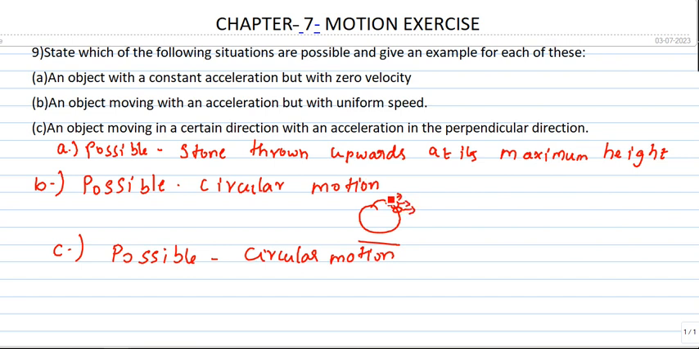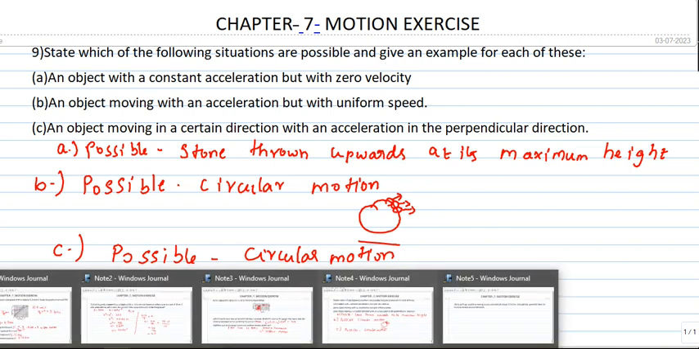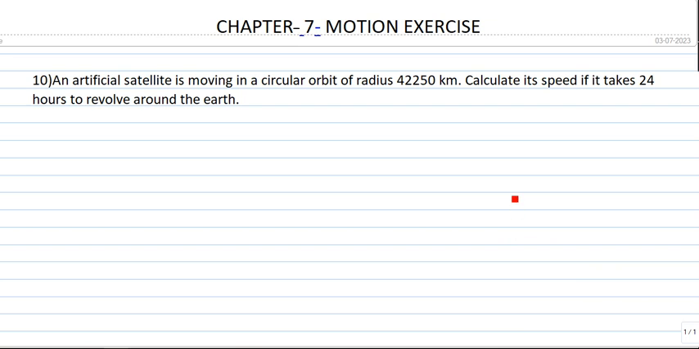An object is moving in a particular direction, say it is moving in this circular direction, and at each point the acceleration is perpendicular to the direction of the motion. See, the object is moving in this circular direction, and at each point we have the acceleration perpendicular to the direction of motion. So all these three conditions are possible, and we have given the example for each. So we will go to the 10th question.